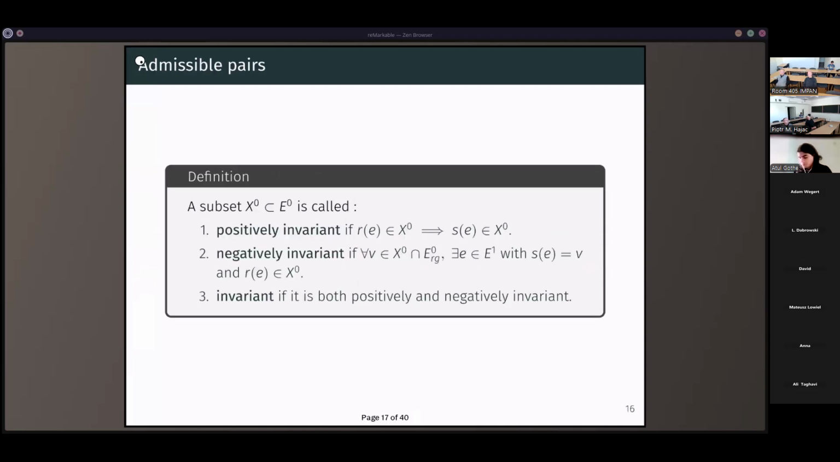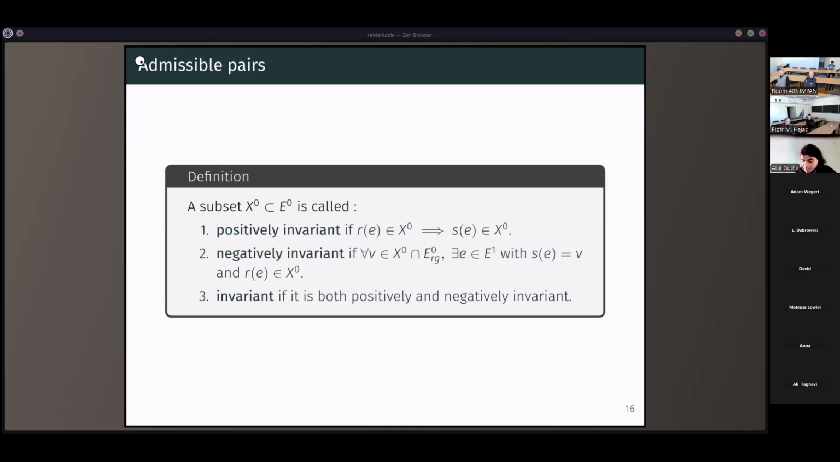So some more interesting things about topological graphs. First of all, in directed graphs, for instance, we have a complete classification of gauge invariant ideals of the C star algebra, which comes from just combinatorial properties of the graph. So something called hereditary and saturated subsets. To do this for topological graphs as well, we define something called admissible pairs.